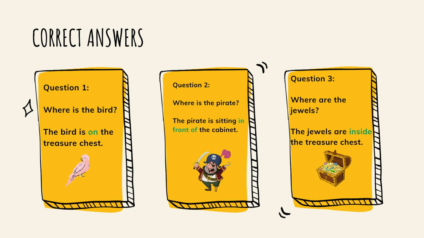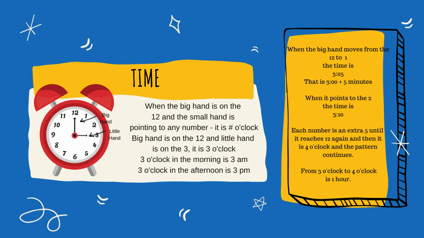And the correct answers are the bird is on the treasure chest, the pirate is in front of the cabinet, the jewels are inside the treasure chest.